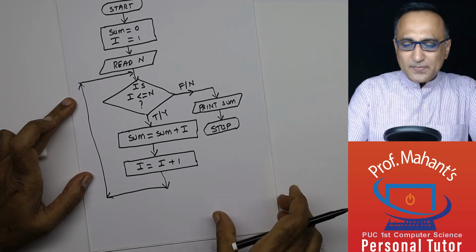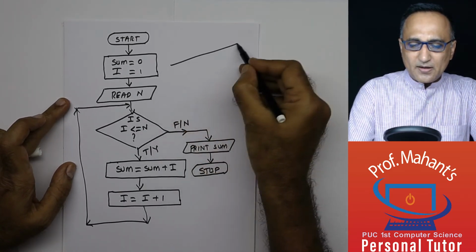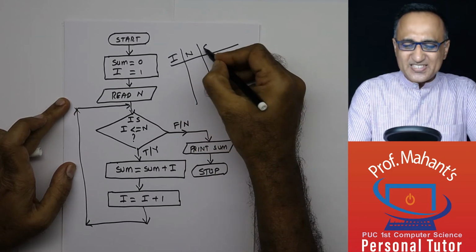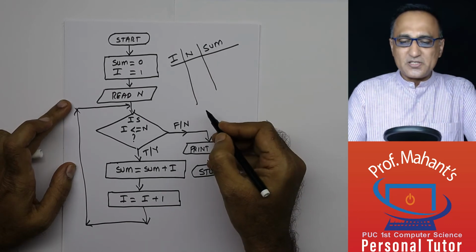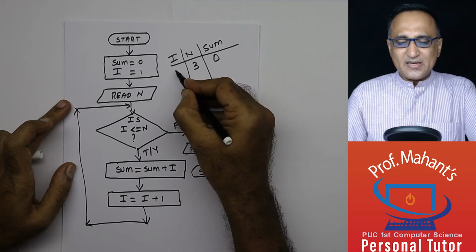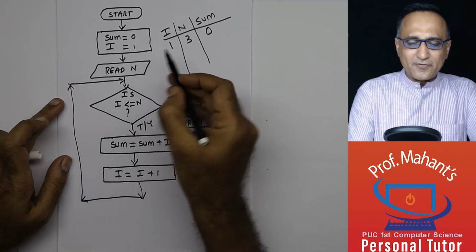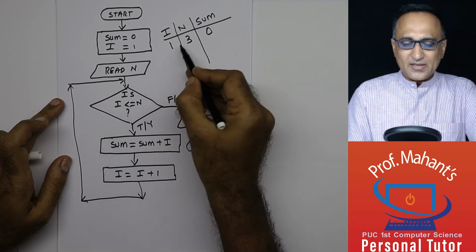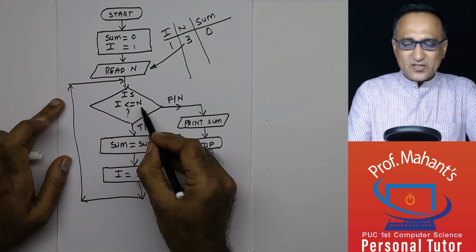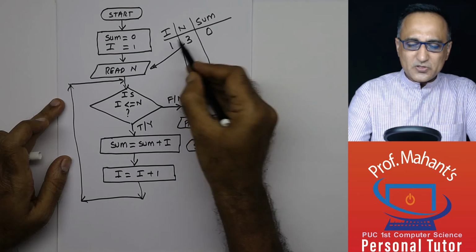Now as usual, the best way to understand this particular flowchart is, draw a table and run through this. We'll again take a small value of n. Let's just take it to 3 because the concept is important, not the number of runs or the values. Sum is 0, I is 1. Let's say I read the value of n happens to be 3. Is 1 less than or equal to 3? It is true. So what I am doing is, the old value of sum, I am adding the value of I. 0 plus 1, sum becomes 1.